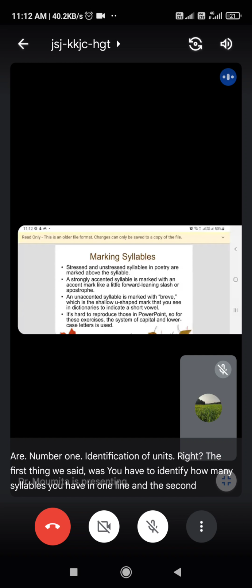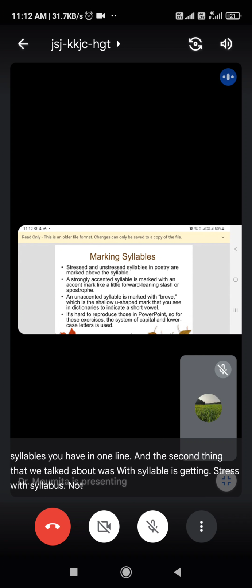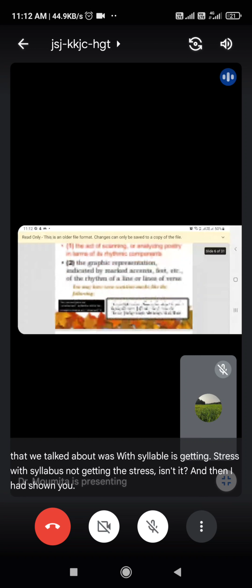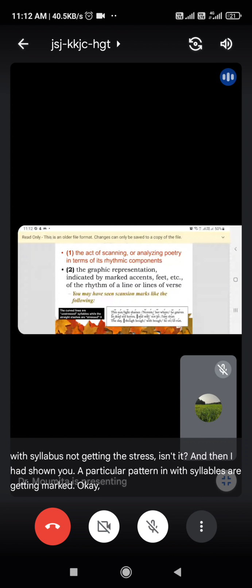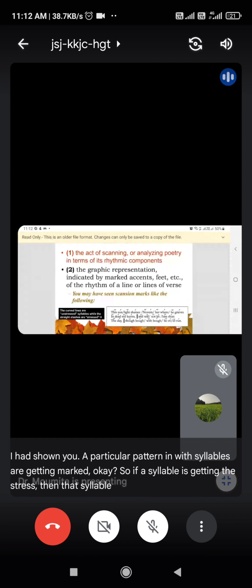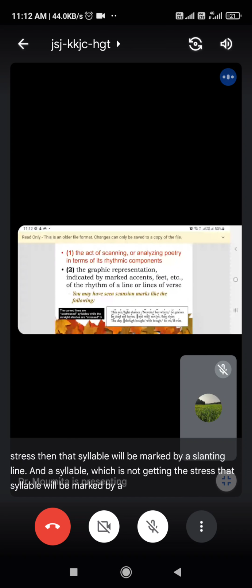And the second thing that we talked about was which syllable is getting stress, which syllable is not getting the stress, isn't it? And then I had shown you a particular pattern in which syllables are getting marked. Okay, so if a syllable is getting the stress, then that syllable will be marked by a slanting line, and a syllable which is not getting the stress, that syllable will be marked by a curved line. Okay, these two patterns we had discussed.